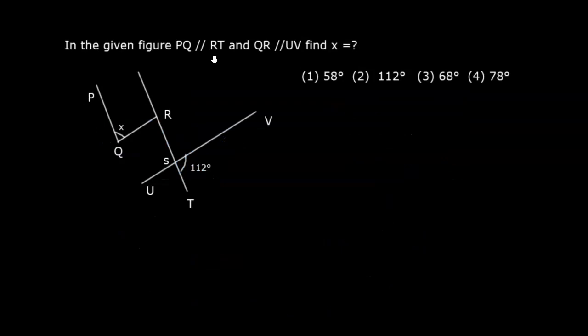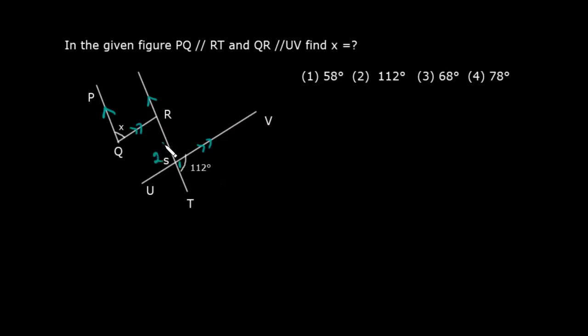Now here we are given that PQ is parallel to RT, and QR is parallel to UV. We have to find X, which is this angle. We are given that angle UST is 112 degrees. Name this angle as 1.